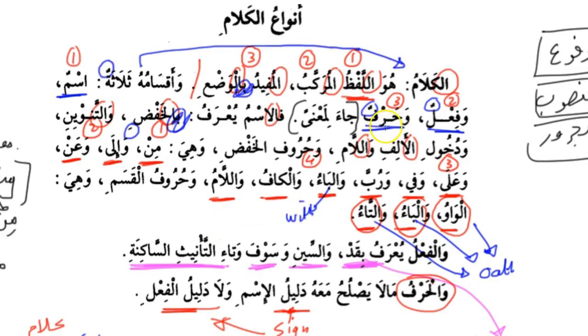But remember, particles, harf in Arabic, can be used for alphabetical letters as well. So no, we don't want alphabetical letters. We're talking about particles. This is why he says ja'a li ma'nan: a letter that has come for a meaning, which in English we call particles.